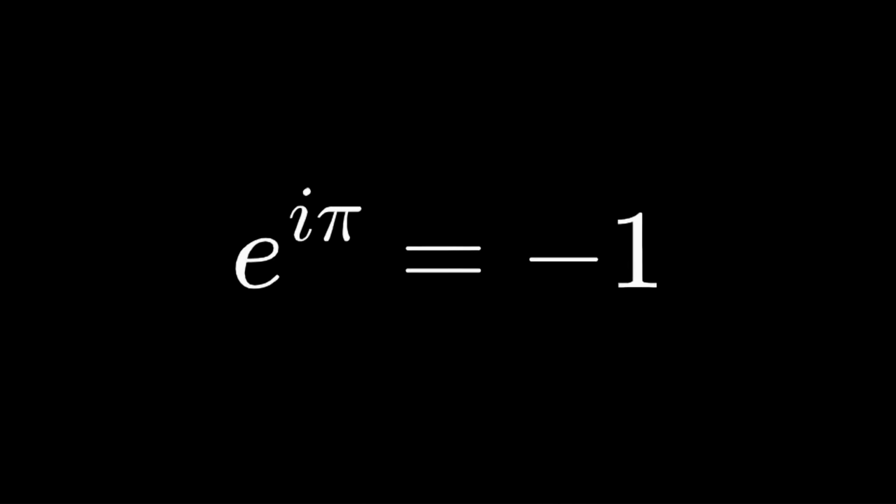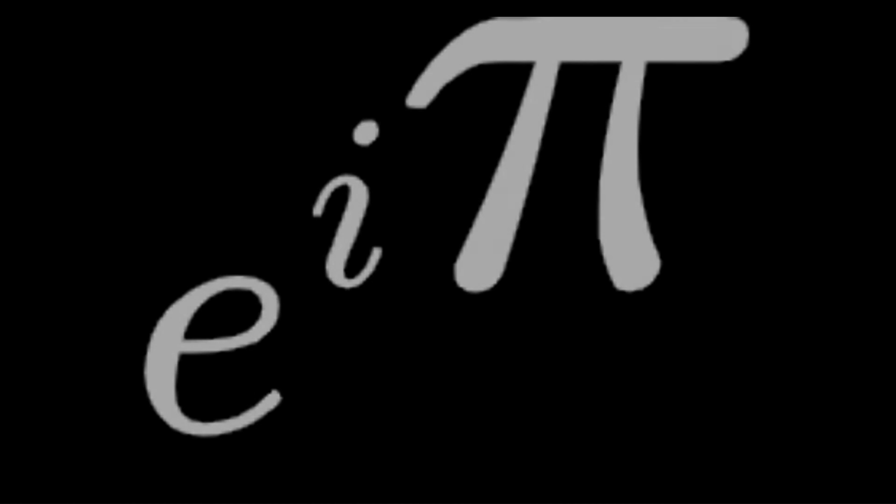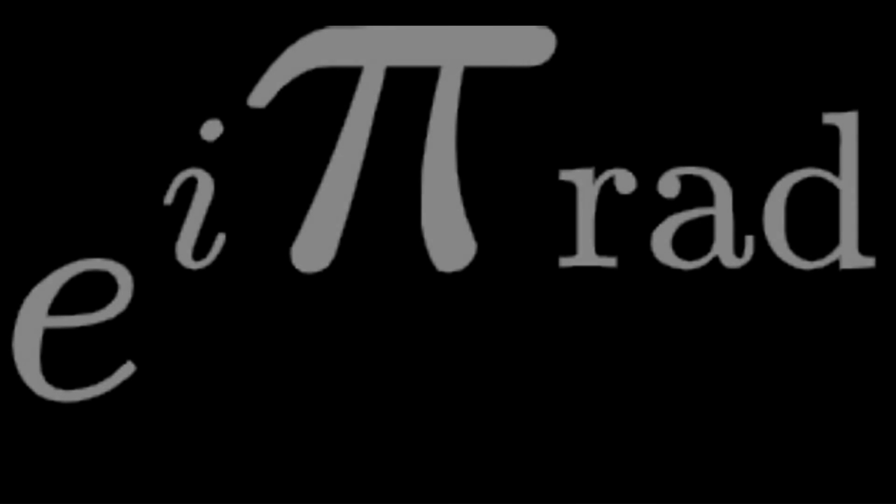A while ago, I was thinking about Euler's identity, the famous e to the i pi is -1. Now, one thing that I've always been curious about is the pi in Euler's identity. Now, if you don't know, the pi is supposed to be a radian measure.